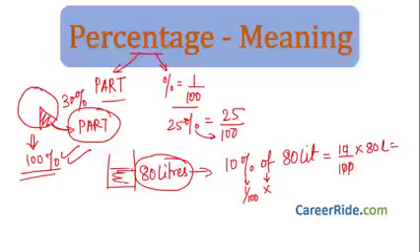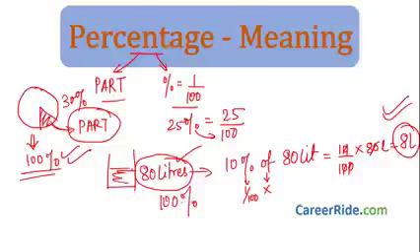So this gets cancelled, this gets cancelled. What do we get? 8 liters. That means the person wants 10% of the 80 liters, or 10% of the water means the person wants 8 liters of water. This is the actual meaning of percentage, a part of a whole. If someone wants the entire 80 liters, that means the person wants 100% of the water, or 100% of the thing.